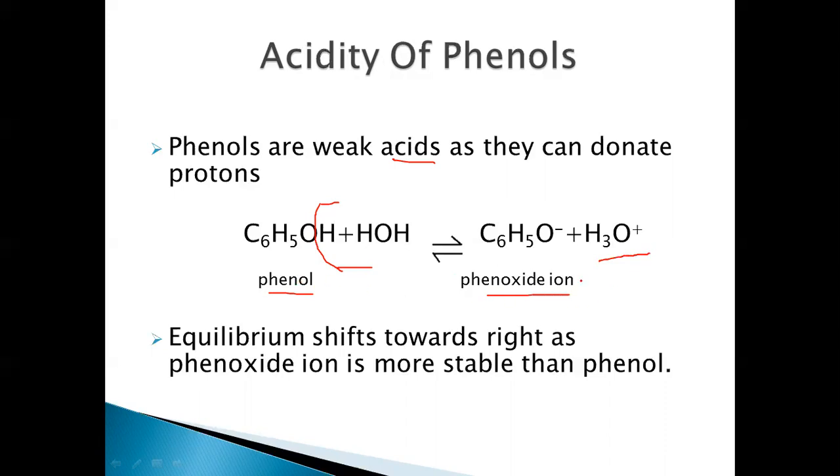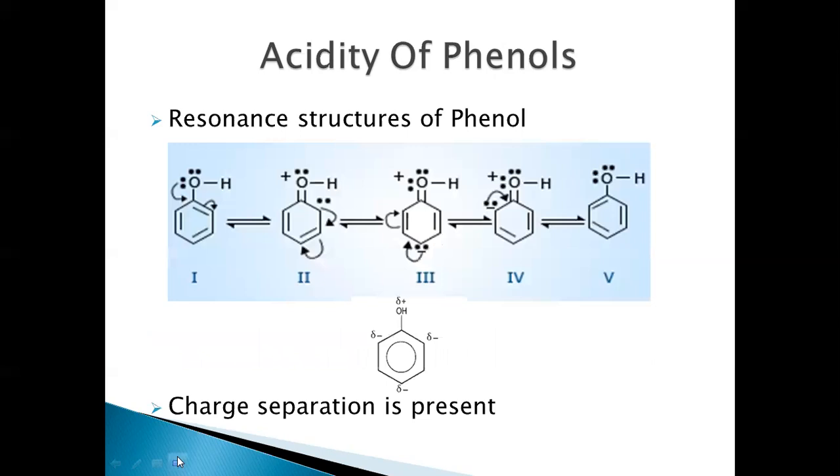Why? Because the phenoxide ion is more stable than phenol, and this can be explained based on the mesomeric effect. So the equilibrium will shift towards the phenoxide ion side because the phenoxide ion is more stable than phenol. And the stability can be explained based on the mesomeric effect or the resonance.